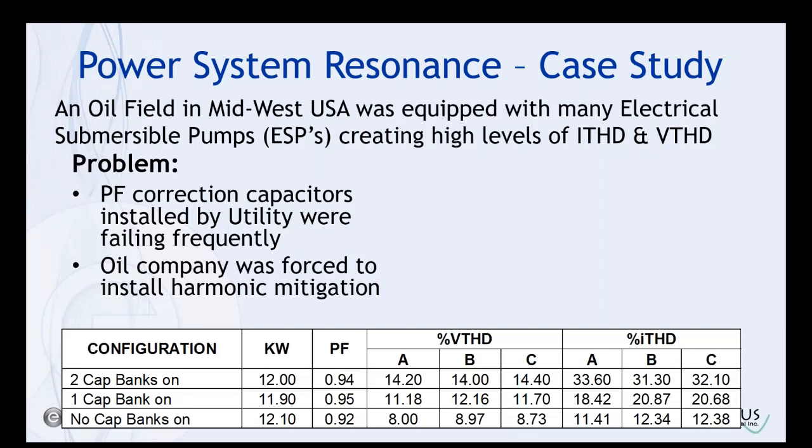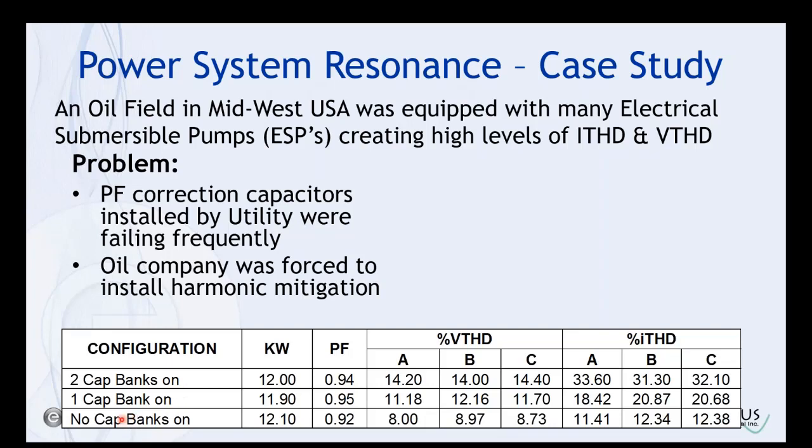This is based on our experience of doing many such applications. So we convinced the utility to turn off the power factor capacitor banks and monitor the system, and they provided this data back to us. There were 2 capacitor banks. When they switched one capacitor bank off, the current distortion dropped from 30% to just less than 20%, and voltage distortion as a result dropped from 14% to 12%. And the power factor actually went up, not down.